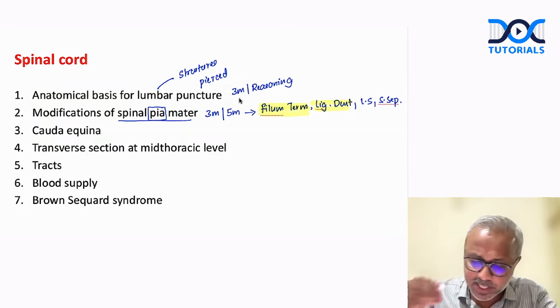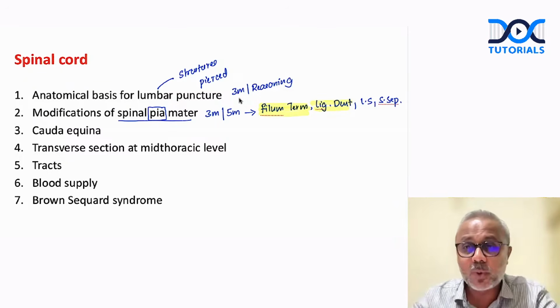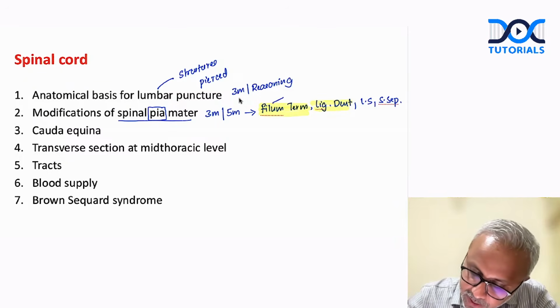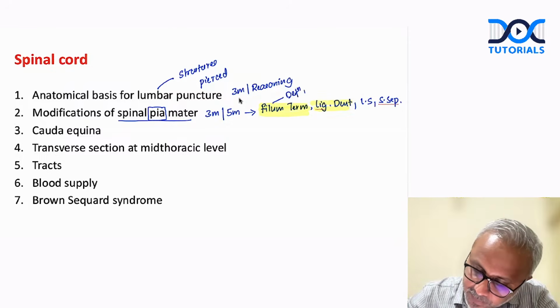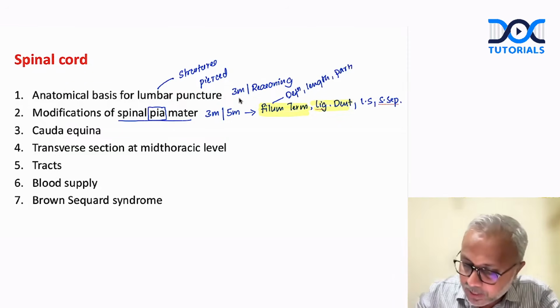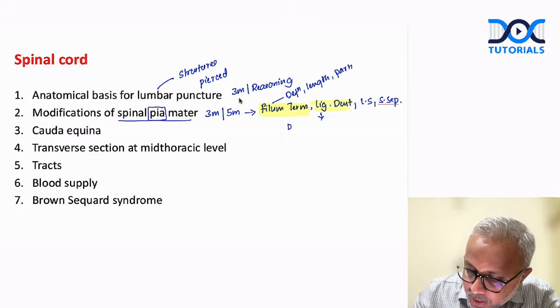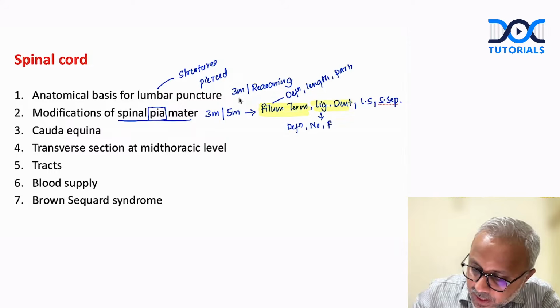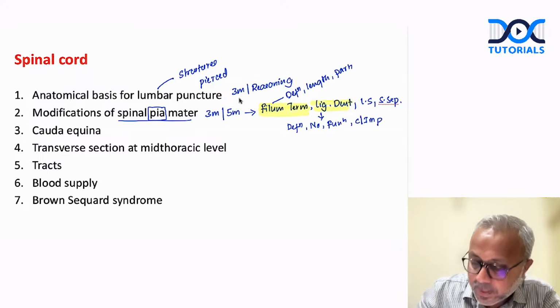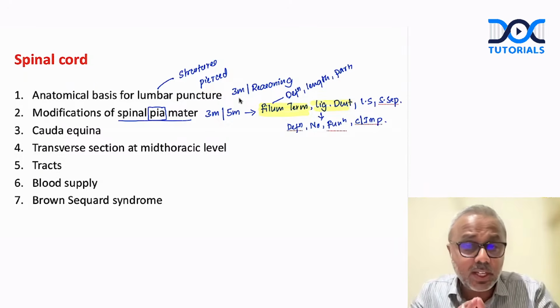So whenever, let's say, filum terminale is asked, how will you answer it? First, begin with the definition, then its length, and then possibly its parts. Whereas in case of ligamentum denticulatum, you will define it, mention the number, then its function, and then the clinical importance. This structuring of your answer, even if you are writing a 3-mark question, is very important, right?